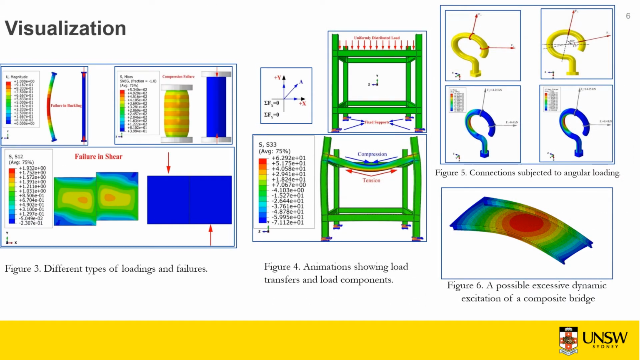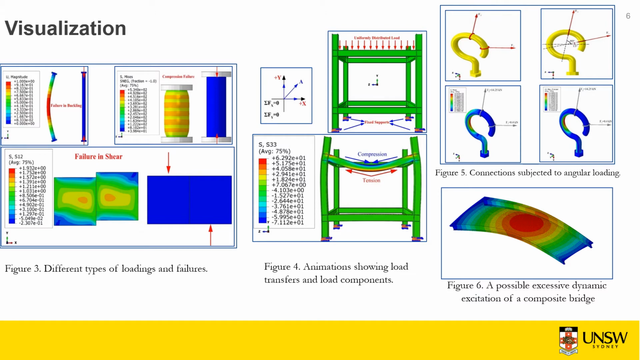In terms of the visualized material or the visualization components provided to the students in the class, we showed them different types of loadings and failures. For example, how a failure occurs in shear, how a compression failure occurs, how failure occurs in buckling, and their relevant components. Similarly, we also showed them animations through which the loads and load components are transferred.